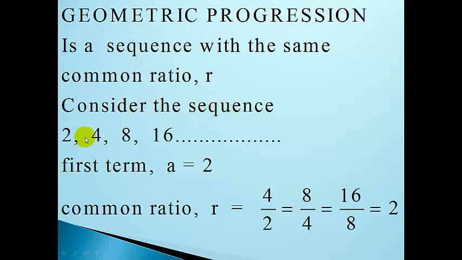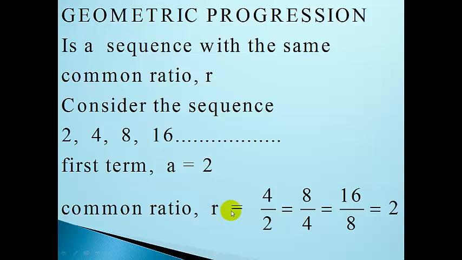Now when we consider the sequence 2, 4, 8, 16, the first term is 2. The difference between the first term and the second term is 2. The difference between the second term and the third term is 4. The difference between the third term and the fourth term is 8. So we can see that the difference is not the same, and therefore it is not a linear sequence or an arithmetic progression, but rather a geometric progression. A geometric progression has the same common ratio. Considering the sequence 2, 4, 8, 16, the first term a equals 2. How do we find the common ratio?